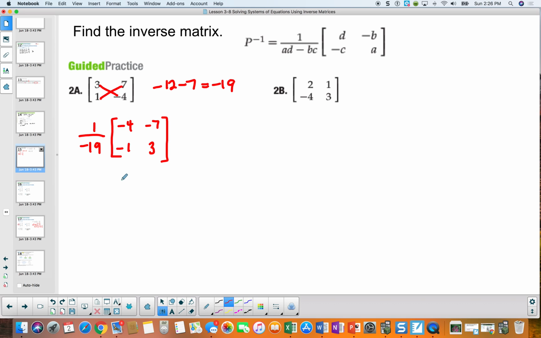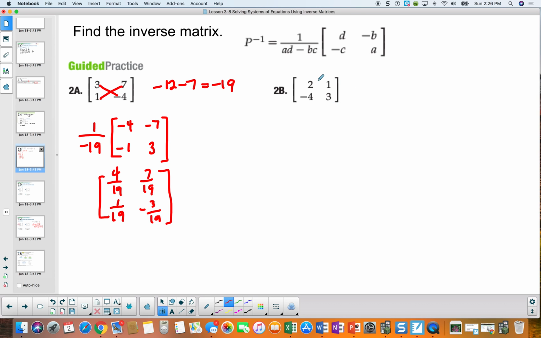So the inverse matrix will be, now distribute, so that will be positive 4 over 19, positive 7 over 19, positive 1 over 19, and negative 3 over 19. And this is what we call the inverse matrix. If I were to take the original and multiply it to this, I would get the identity.